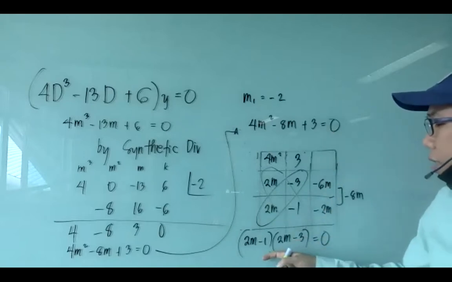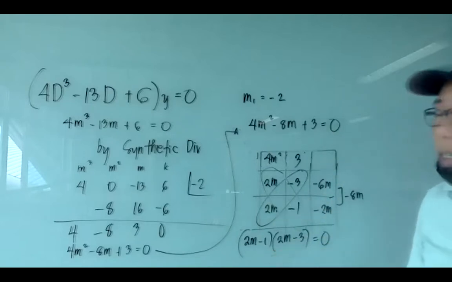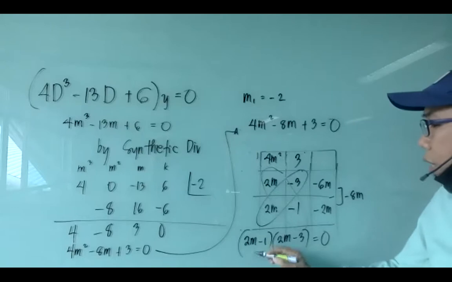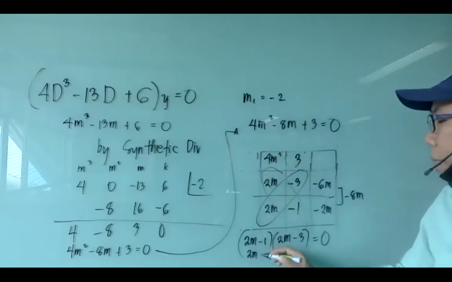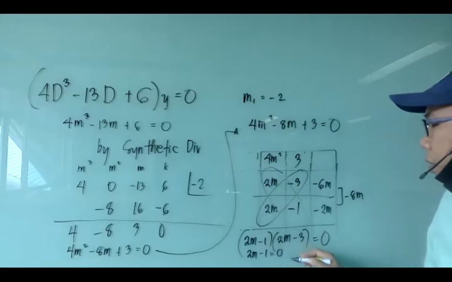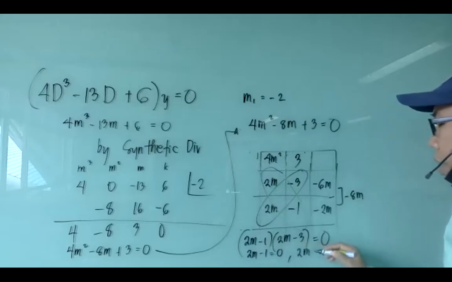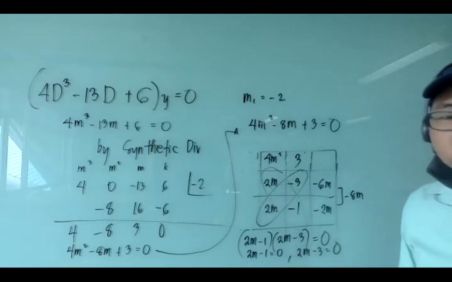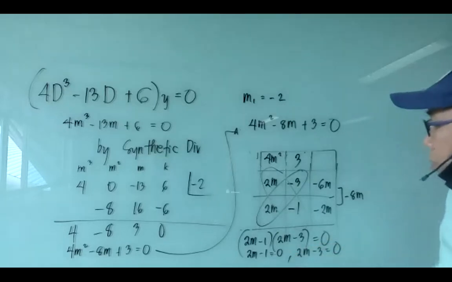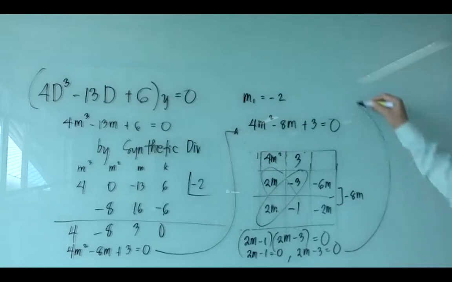So dahil dyan, we can now determine yung roots. So yung pangalawang root nito is 2m minus 1 equal to 0. And then the next, 2m minus 3 equal to 0. So this will be our third root. Kita pa ba? Sige. Punta tayo dito.